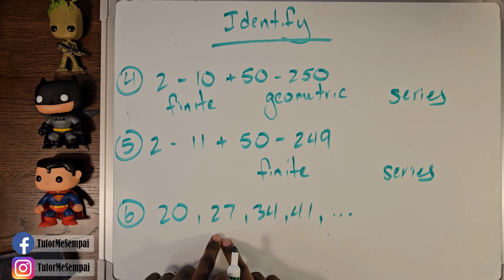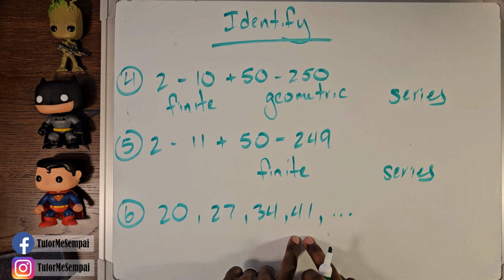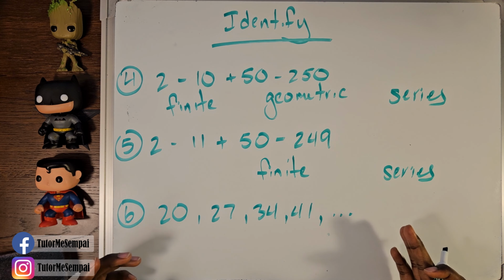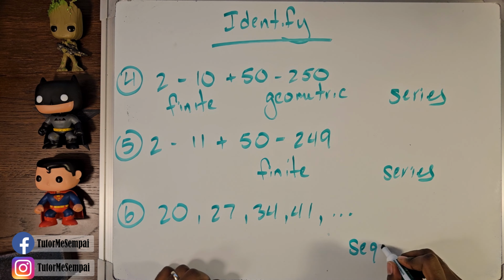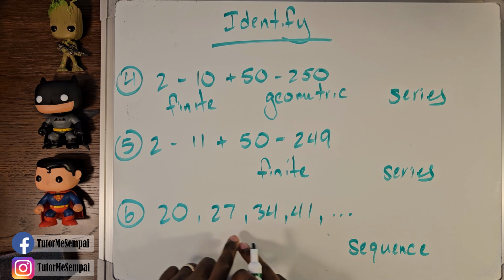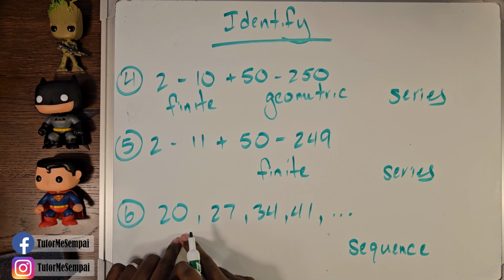We have 20, 27, 34, 41, ... What do we have here? Is it going to be a series or a sequence? Well, this is definitely going to be a sequence now, because it's a list of numbers. Is it going to be arithmetic or geometric? Well, let's find out. Do we have a common difference or a common ratio?